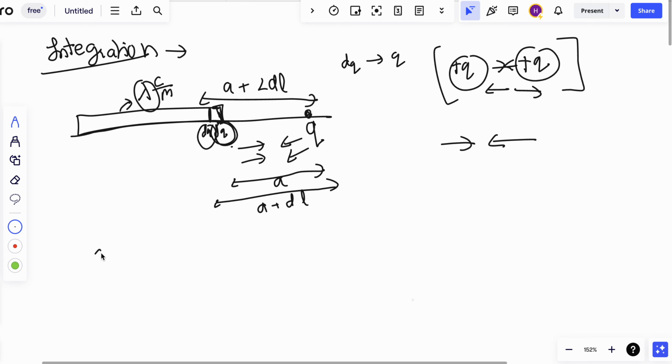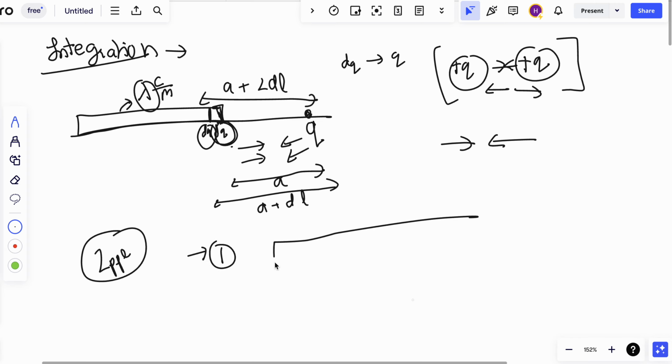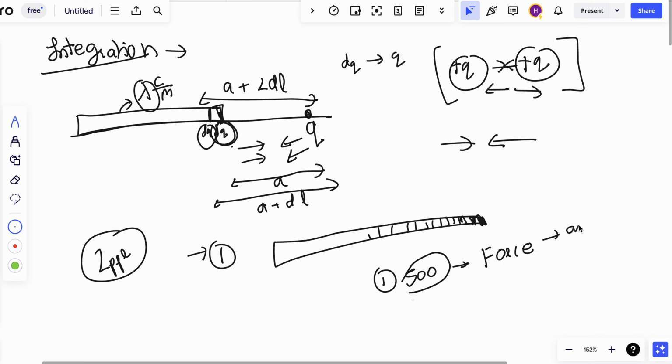Now there are two types of people who can do it. One person will say, I will take this rod and break it into very minor pieces, suppose 500 pieces. He will use the formula and find the force of attraction of this element, this element, this element. He will spend an entire day, find it for each of the elements, add it, and that will be his final force.